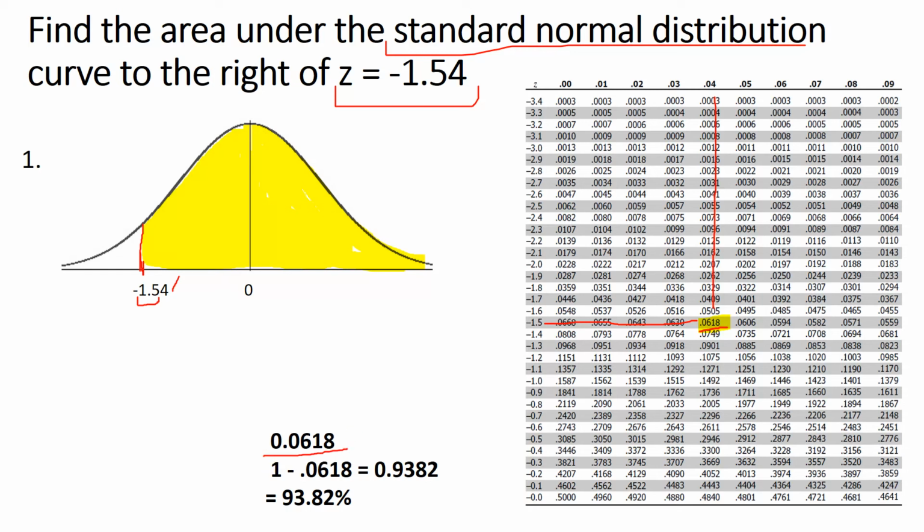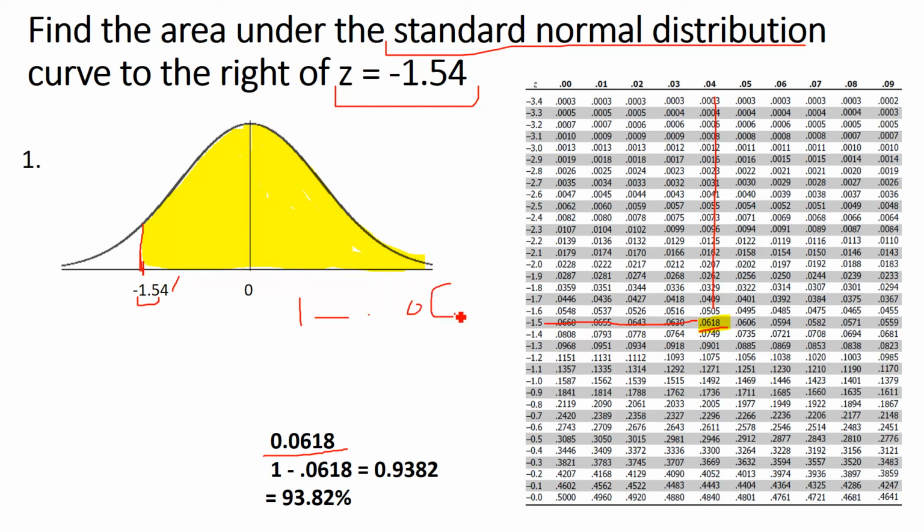0.0618. This is the value. I will show you how to use this in Microsoft Excel as well. But see here, this is negative, and the question is to the right. We want to find out the area of this. So if you want to find out the area of the right side, then keep in mind you have to subtract 1 from this value.